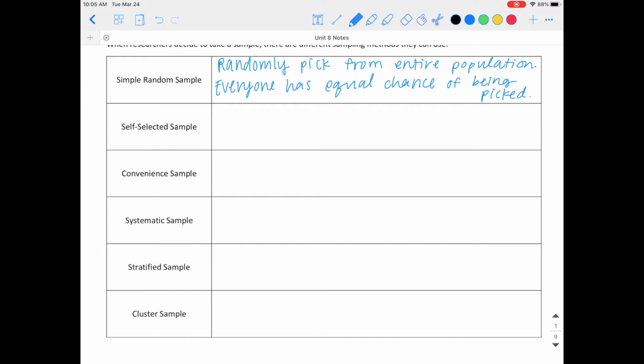Okay, a self-selected sample, again, the name kind of tells you what it is. People in the sample select themselves to be part of the sample. So this is when people volunteer. It's like if I sent out an email to every single student and I said, hey, anyone who wants to, you can do this survey. You have to volunteer to be part of that sample.